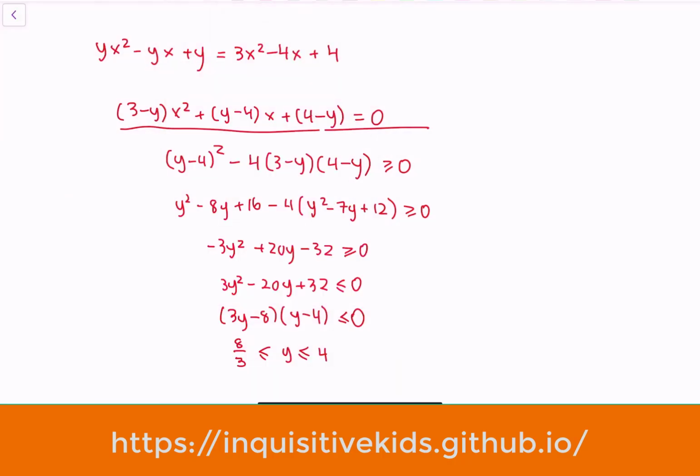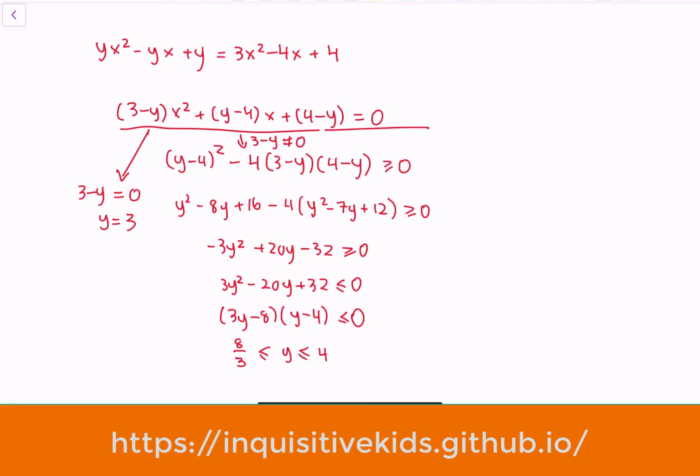And we forgot to mention something earlier. We can only do all of these calculations under the assumption that 3 minus y is not equal to 0, or else this whole equation would not be a quadratic anymore. But there is a case where 3 minus y might equal 0. In this case, y would be equal to 3.